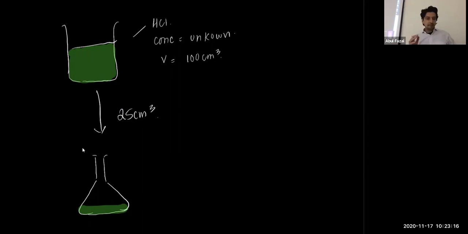You take a pipette, you dip it in the acid, you extract 25 centimeter cube, throw it in a flask. Now you have hydrochloric acid over here. Same thing. Its concentration is unknown.